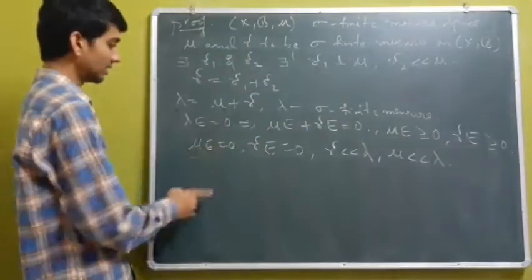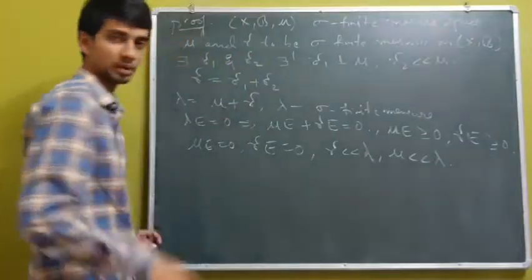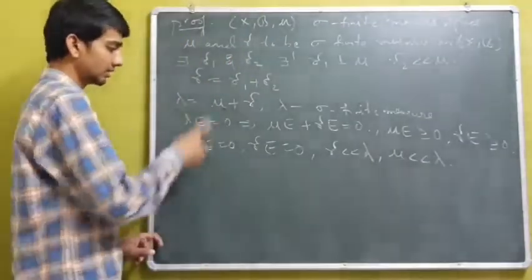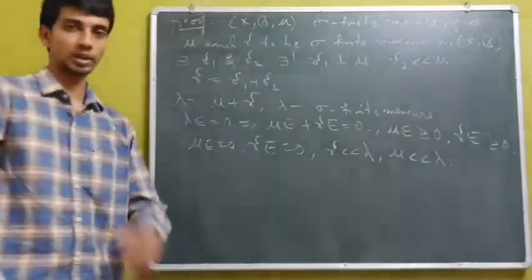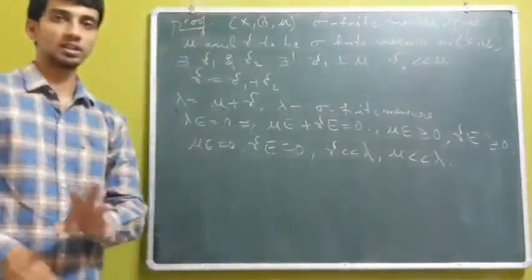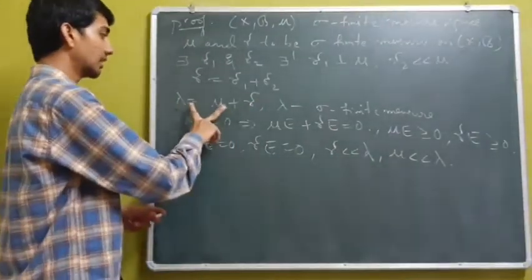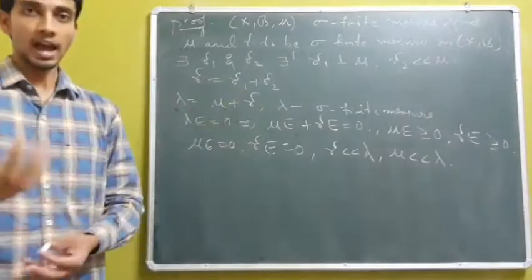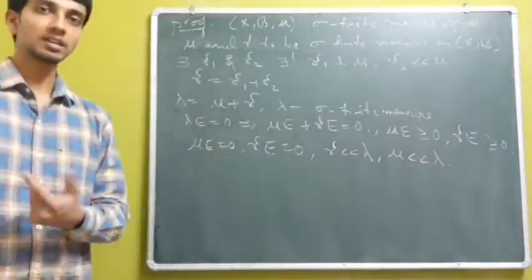So if lambda of E is 0, mu of E is 0. So mu is absolutely continuous with respect to lambda. Again, if lambda of E is 0, gamma of E is 0. So gamma is absolutely continuous with respect to lambda. So now I have two measures absolutely continuous with respect to lambda, in choosing lambda to be mu plus gamma.